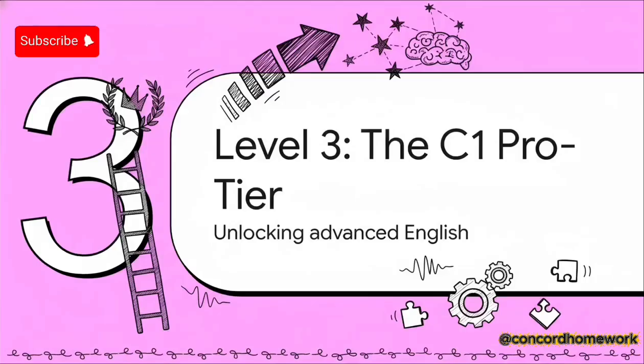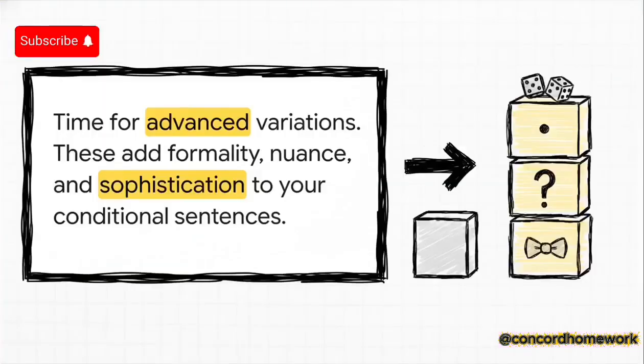So it's time. Time to level up to the C1 Pro tier. This is the stuff that takes you from sounding pretty good to sounding incredibly fluent, just like a native speaker. Mastering these little tweaks, that's what really separates the good English speakers from the great ones. It's all about adding these subtle layers of meaning, formality, unlikelihood, or just pure chance to what you're saying.